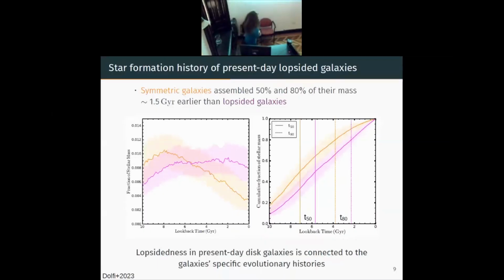An interesting result that we find is that when we look at the star formation history of present-day lopsided and symmetric galaxies, we see that they are characterized by distinct assembly histories. While the symmetric galaxies typically show a peak in the star formation at early times, the lopsided galaxies have a more gradual growth and assembly. And when we look at the cumulative fraction of stellar mass as a function of time, we see that the symmetric galaxies have typically assembled 50 and 80% of their stellar mass around 1.5 years earlier than the lopsided galaxies.